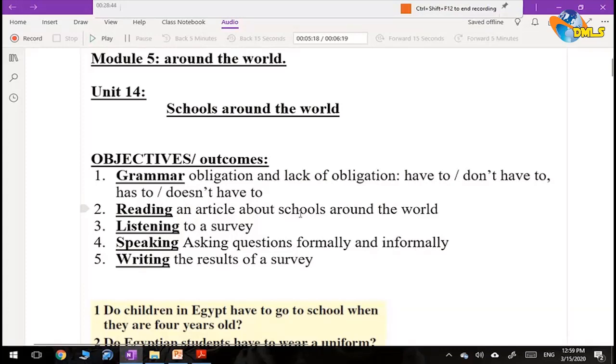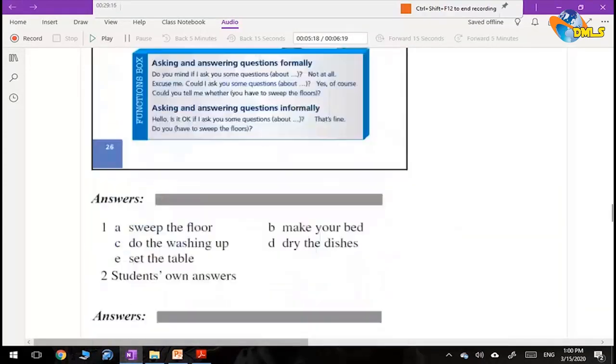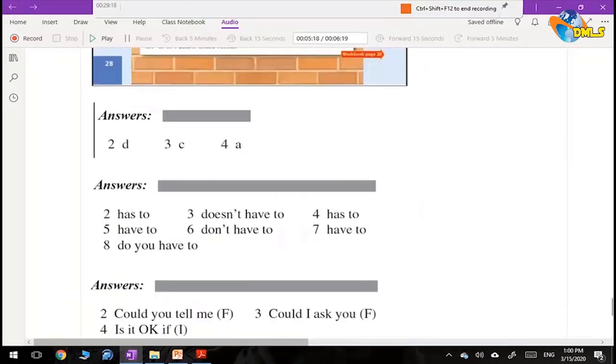We also read an article about schools around the world. If you remember, there were three schools: a school in Egypt, another in Brazil, and another in Japan. And we also listened to a survey done by one of our friends who was talking about home chores and what those people do at home, what kinds of chores they have to carry out. Then we had a speaking exercise about formal and informal language. That's the one that was discussed in the survey. Then the writing part that will be included with our workbook to do at home when we are done. And that's right here.